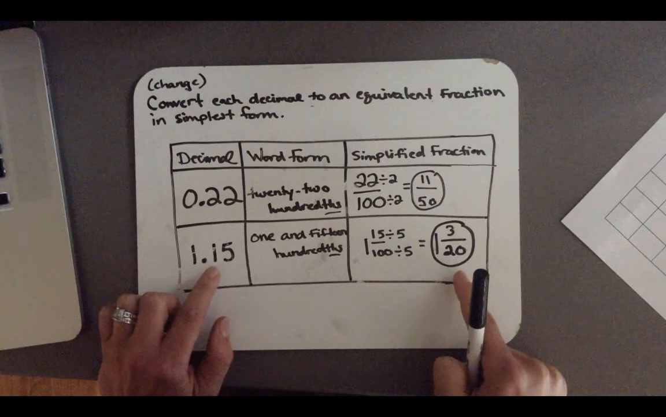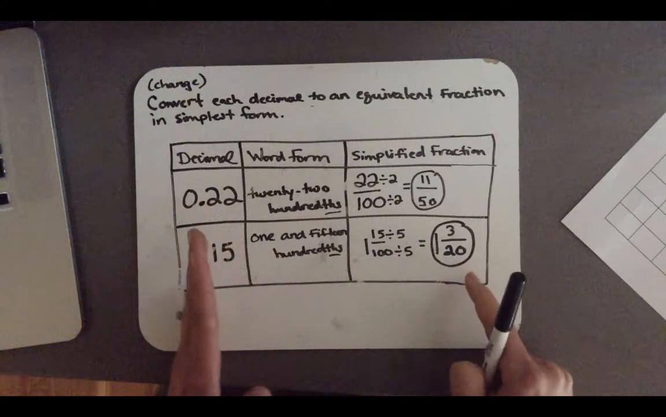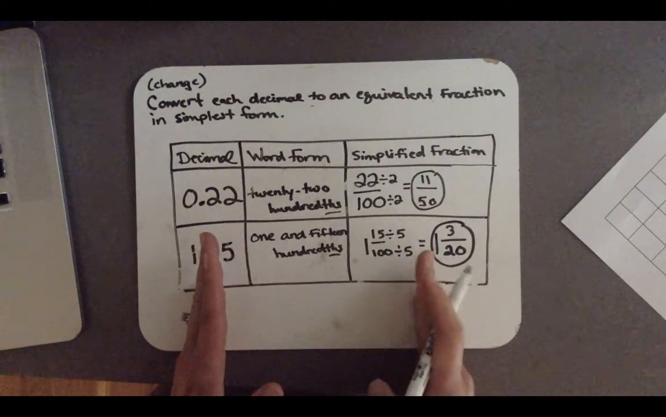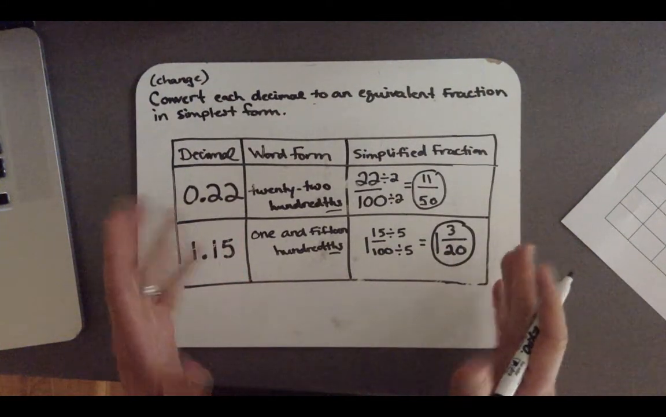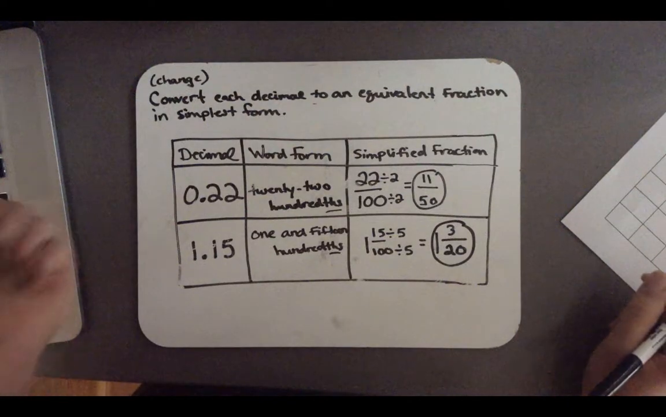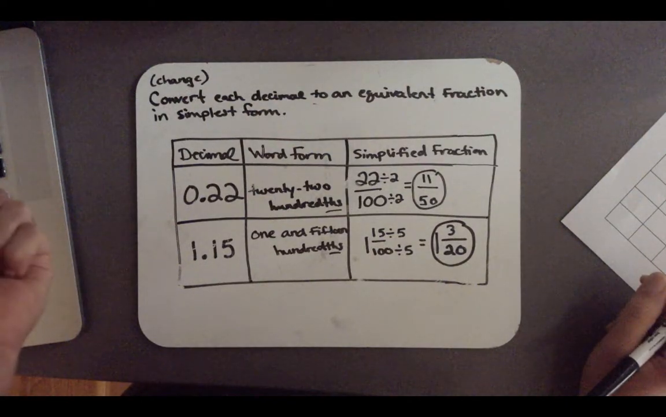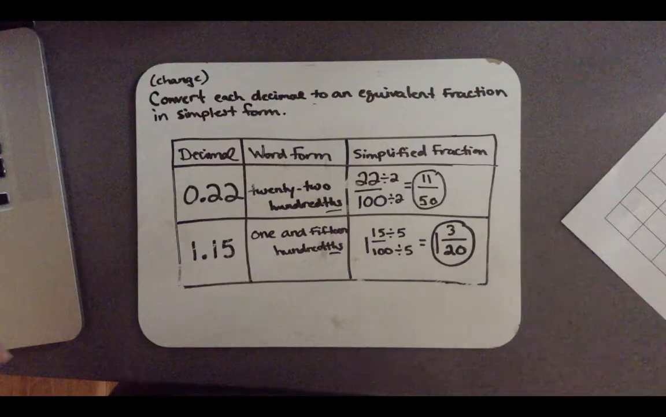They are equivalent. So how do we go from a decimal form to a fraction form and keep it equivalent? We remember how you read it is how you write it. Let's move on to the next chunk.